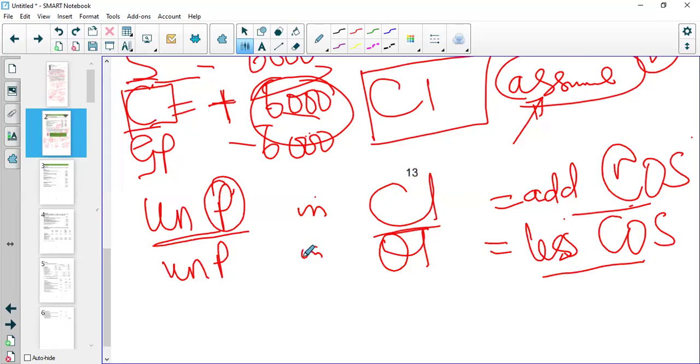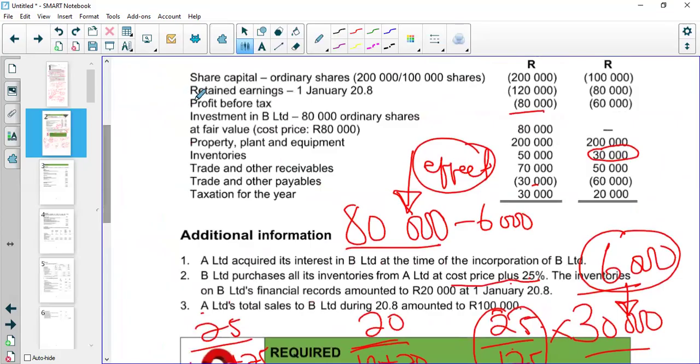Right? So I want you to understand that when we haven't sold inventory at the end of the year, the unrealized profit in closing inventory is added to cost of sales, if we are preparing a complete income statement, right? And the unrealized profit at the beginning of the year is deducted from cost of sales. This is when we are preparing the entire income statement. But sometimes we are not preparing the entire income statement. We are starting from profit before tax. So we need to think in terms of what is the effect of each on the profit.